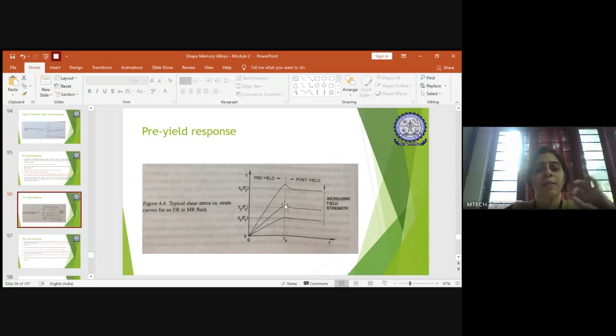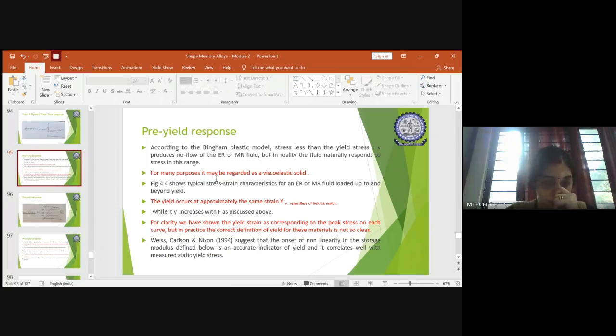Later you will explain the graph, which shows the ultimate yield point, the pre-yield and the post-yield, and how you evaluate the yield stress values. You will explain that with respect to the graph. Then you tell that to analyze the peak stress, yield stress, and the pre-yield responses, there were no clear definitions as such, and hence in 1994, Weiss, Carlson and Nixon developed a model to evaluate the static yield stress. They said that to measure this yield stress, we need an accurate indicator.